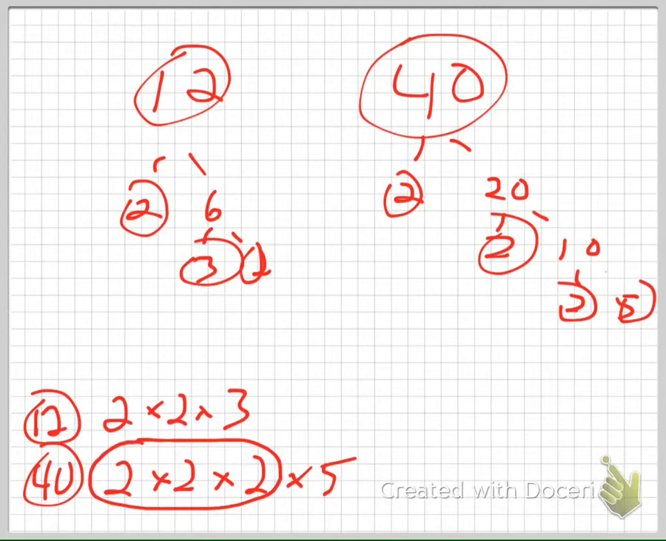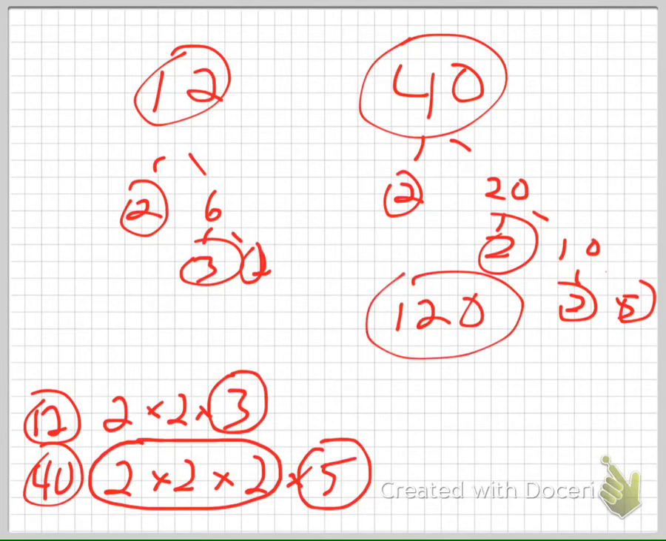Okay, does that make sense? You're going to circle all 3. Which one has the most 3s? 12. Which one has the most 5s? 40. What is 2 times 2 times 2? 8. 8 times 5? 40. 40 times 3? 120. 120 is the least common multiple of 12 and 40. Does that make sense? You understand what multiples are, Brad? So 120 is the least common multiple.